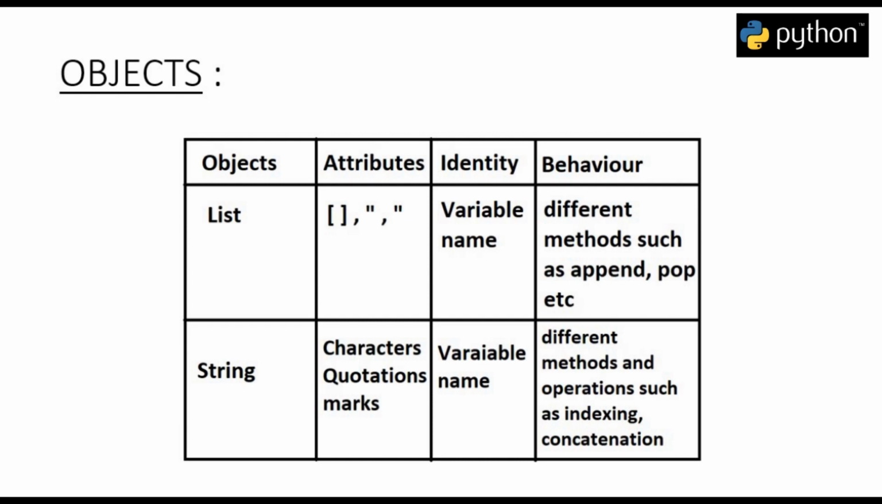Another built-in data type is the string. We can consider a string also as an object because it has attributes in the form of the different characters which we use to constitute our string. Similarly, the identity of our string would be the variable in which our string is stored, and the different methods which we can perform on our string are indexing, concatenation, etc. So it is said that everything in Python is actually considered an object.